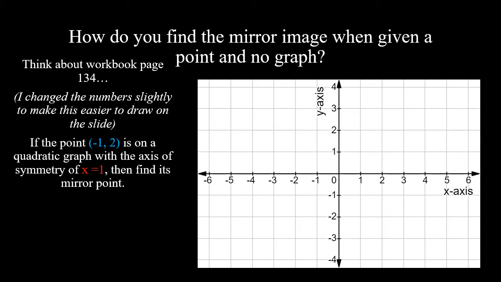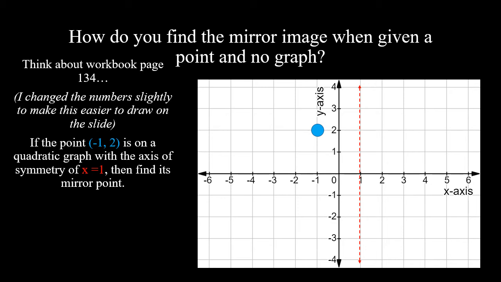On page 134 in your workbook, there was a problem very similar to this. If the point -1, 2 is on a quadratic graph with the axis of symmetry of x equals 1, then find its mirror point. So it gives you the point -1, 2. There it is on my graph. And then it tells you the axis of symmetry is x equals 1.